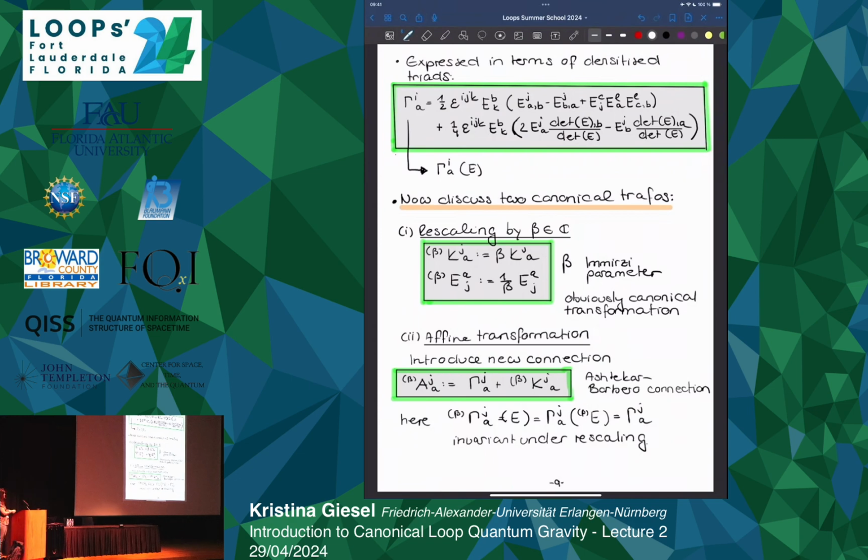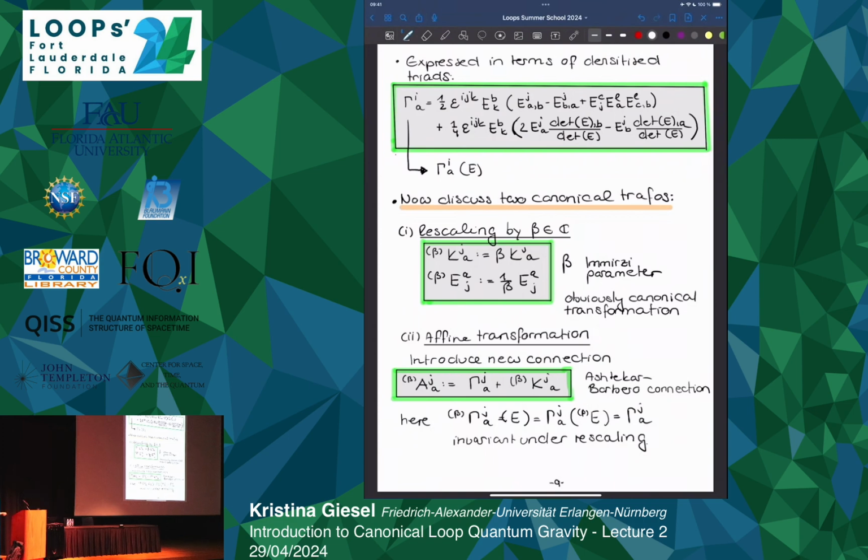The second transformation that I would like to perform is an affine transformation, which modifies the variable K_a^i here, which is a Lie-algebra valued one-form. And I add the spin connection that we introduced before to it, such that I get a new connection, which is the so-called Ashtekar-Barbero connection. And since K depends on beta, of course, also the Ashtekar-Barbero connection depends on beta, which means that I get a family of canonical transformations parameterized by this beta.